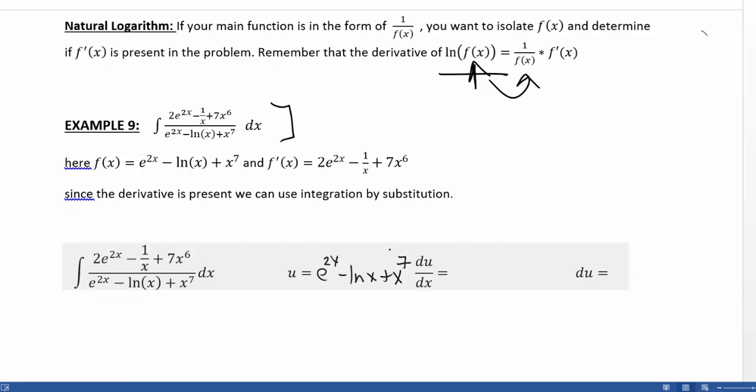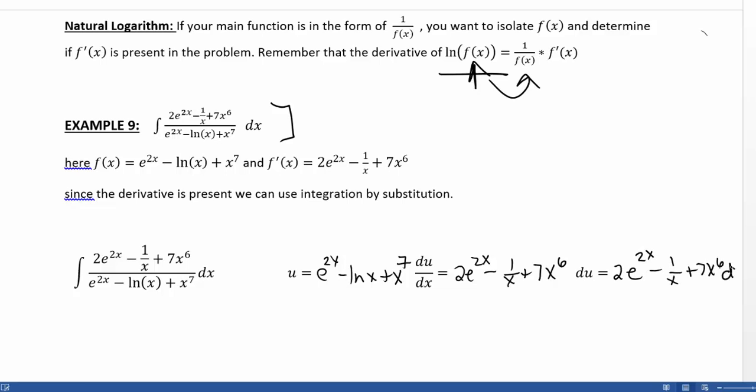So now I do my side work. My du dx is going to be the derivative of that. So 2e to the 2x minus 1 over x plus 7x to the 6th, which means my du is going to be the same thing times dx. So 2e to the 2x minus 1 over x plus 7x to the 6th dx.